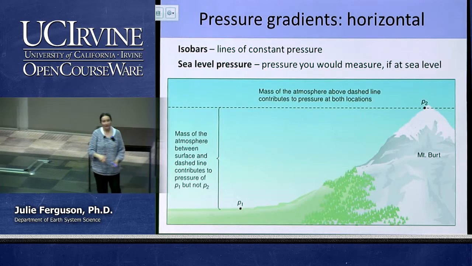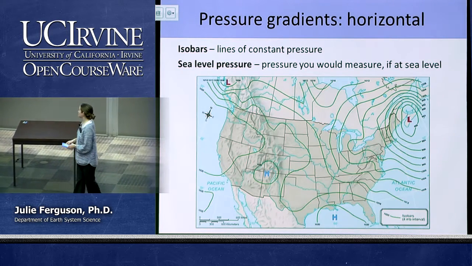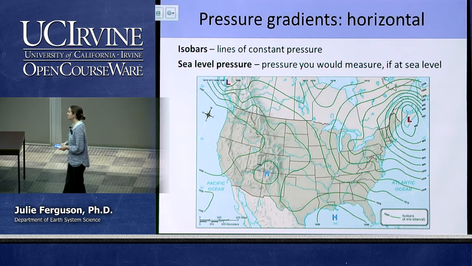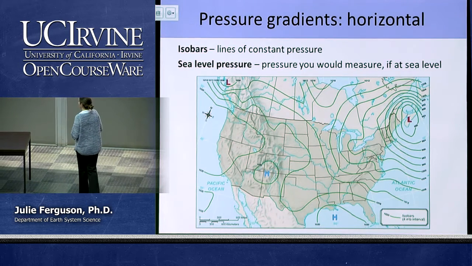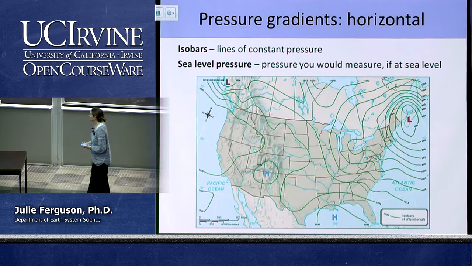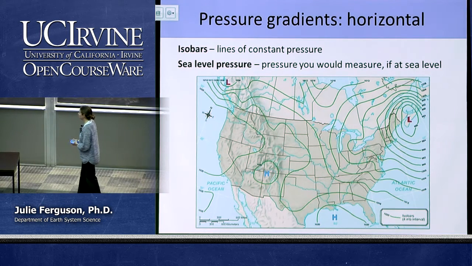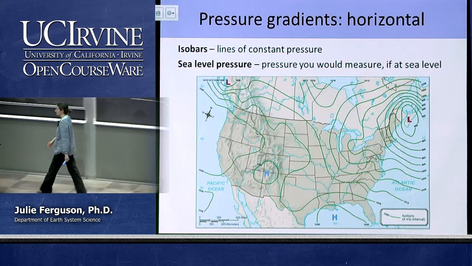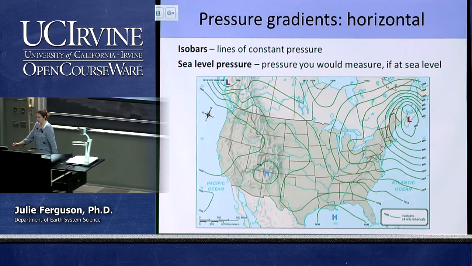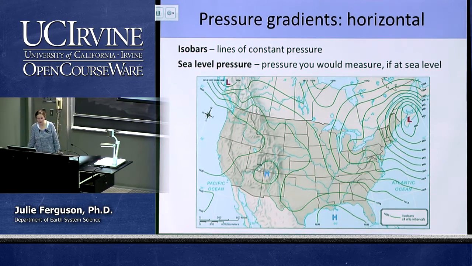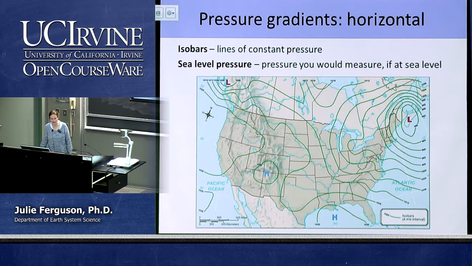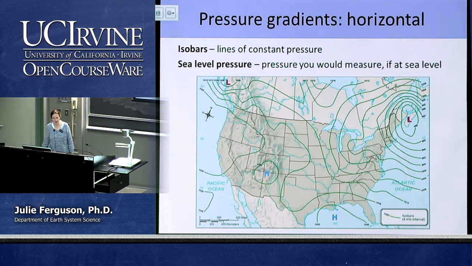Okay? So what we end up with is a map of what pressures you would measure if you were at sea level all the way across the US. And you can see that wherever we have higher numbers, the numbers on here are really small. But for example, here we have 1,020 millibars, okay? And so we call this a little center of high pressure. It's a high number, it's high pressure.